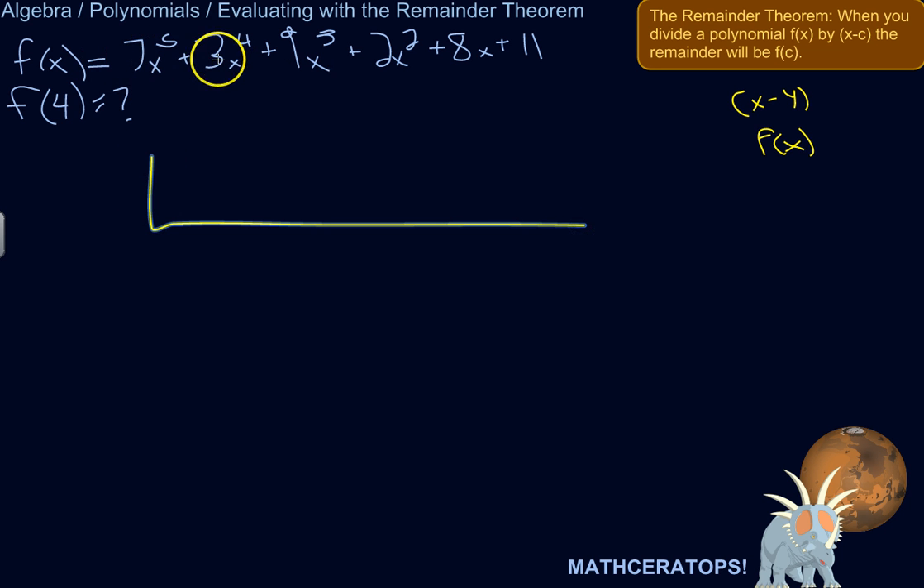My polynomial is already in the proper order, in order of descending powers, right? So my highest power, 7x to the fifth, comes first, then my next highest power, then my next highest power. So if yours is not in the right order, do that first. And then you simply represent the coefficients of each term. So the coefficient here is 7, 3, 9, 2, 8, and 11.